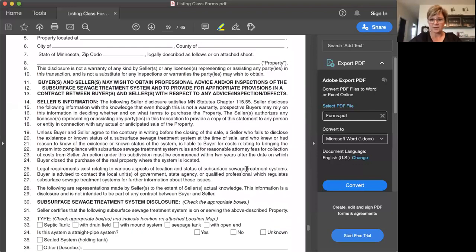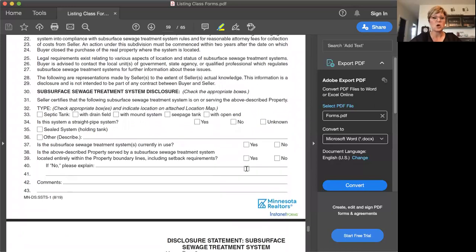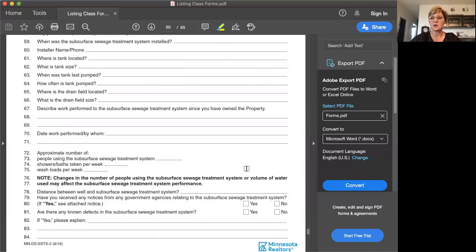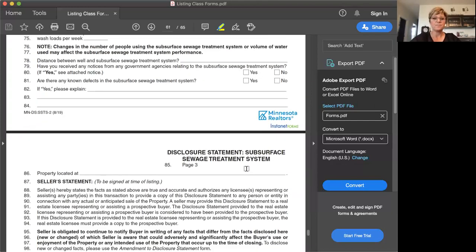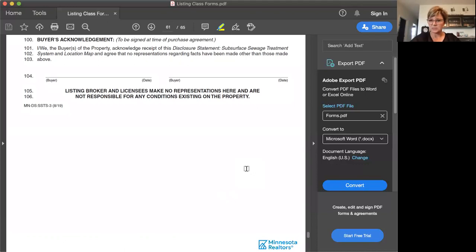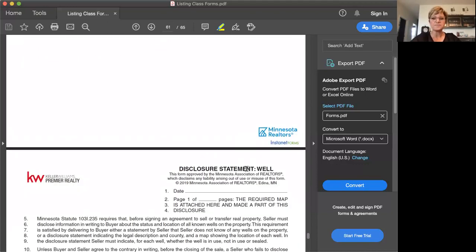need to be filled out if they have a septic system. It just talks all about the type of system they have, the drain field, all of that good stuff, who's done the work on it, who's serviced it in the past. They would sign it, and then obviously the buyers would sign it as well when they present their offer.